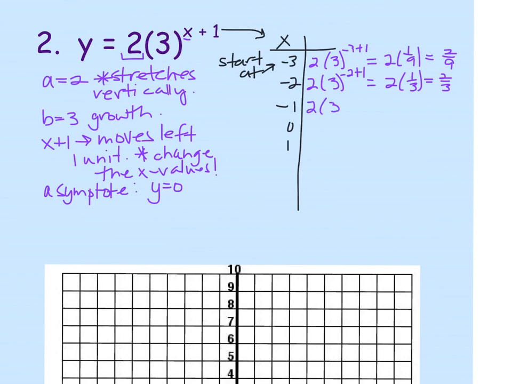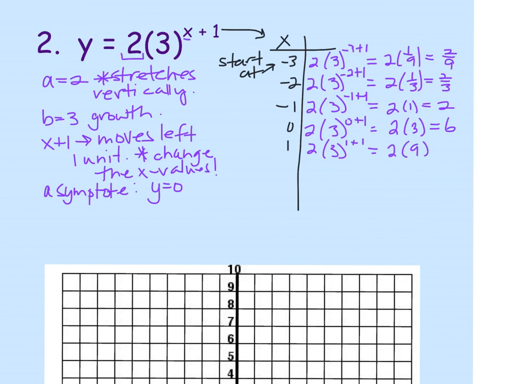-1. If we type in -1 plus 1 for our exponent, we get 3 to the 0 power, and 3 to the 0 power is 1. 2 times 1 is 2. Go to 0. 0 plus 1 is 1. 3 to the first power is 3, and 2 times 3 is 6. So we're starting to really increase our values. Watch what happens when we go to the next number. 2 times 3 to the 1 plus 1 power. Well, 1 plus 1 is 2. 3 squared is 9. 2 times 9, it already goes way off our graph at 18. So it didn't take very long for that to happen.